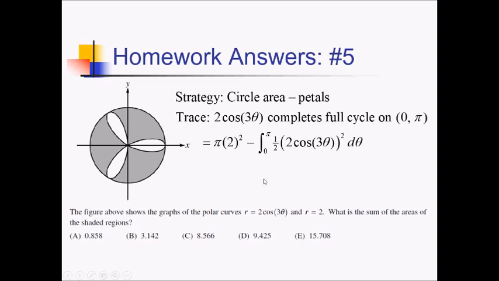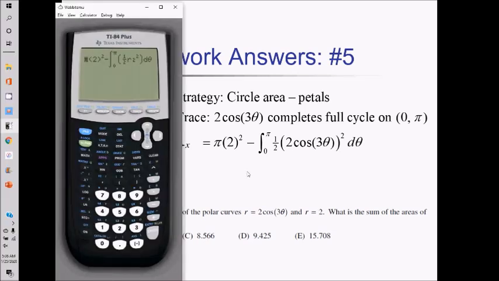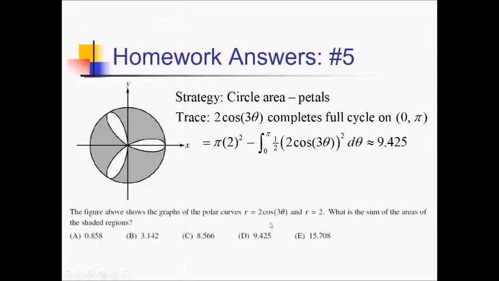All right, so let me plug all this in the calculator. So here's what I've entered in my calculator. I have pi times 2 squared minus the integral, so this was math 9, 0 to pi. I did a fancy fraction here for 1/2. And then for all of this stuff, I actually entered this in R2 when I graphed it out. So I'm going to do R2 and then just square that. It's a little bit easier to deal with. D theta, enter, and that comes out to 9.425. So that's choice D.